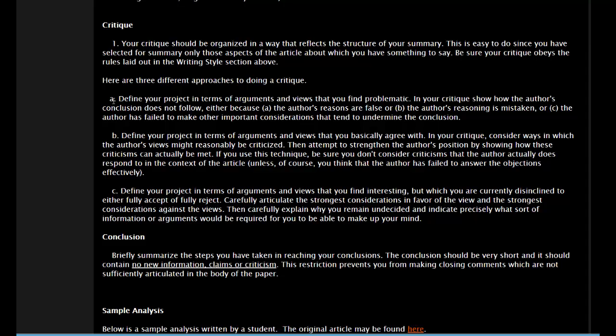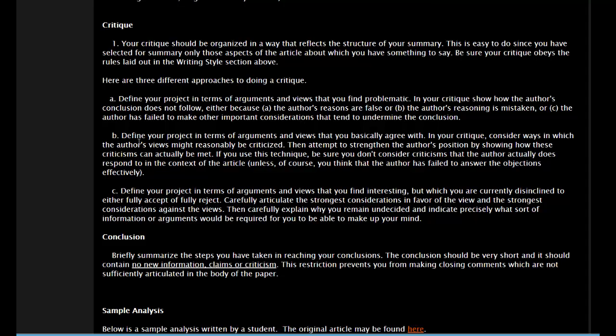The first one can be to define your project in terms of arguments and views that you really find problematic. In other words, often you do have a substantial basis of disagreement. And then in your critique, you show how the author's conclusion does not follow, either because the author's reasons are false, or the author's reasoning is mistaken, or the author has failed to consider other important considerations that tend to undermine the conclusion, or perhaps because there are serious unclarities that prevent you from knowing precisely what the person is saying.